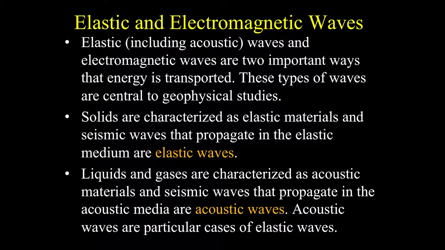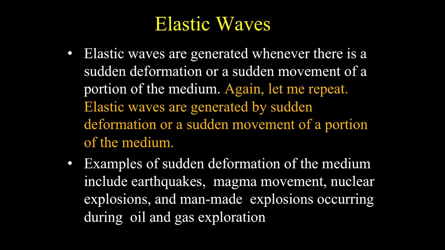Elastic waves are generated whenever there is a sudden deformation or a sudden movement of a portion of the medium. Again, let me repeat. Elastic waves are generated by sudden deformation or a sudden movement of a portion of the medium. Examples of sudden deformation of the medium include earthquakes, magma movement, nuclear explosions, and man-made explosions occurring during oil and gas exploration.